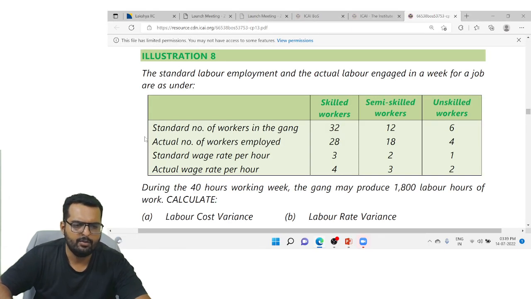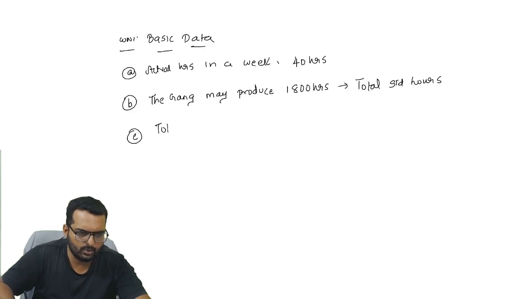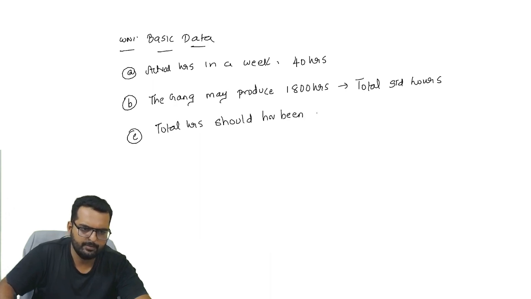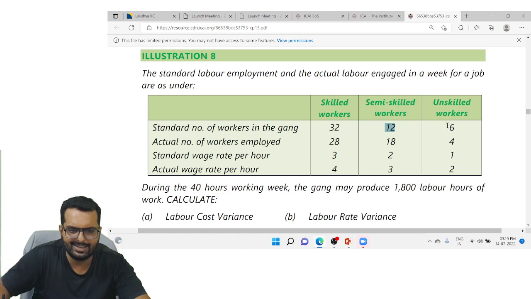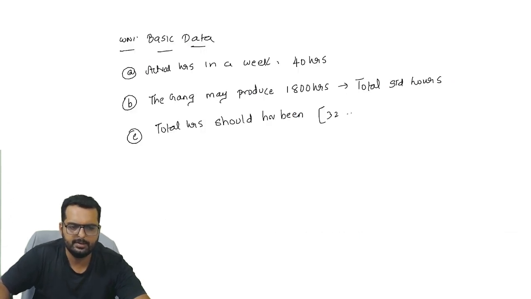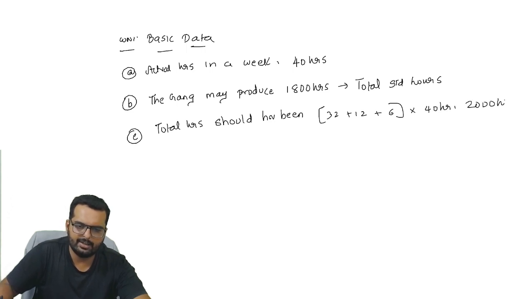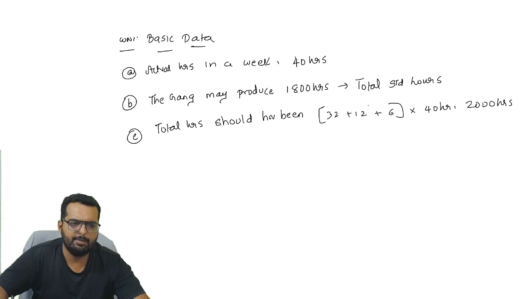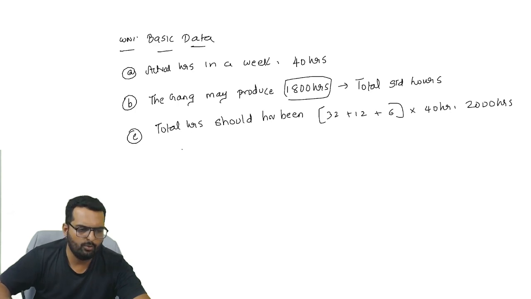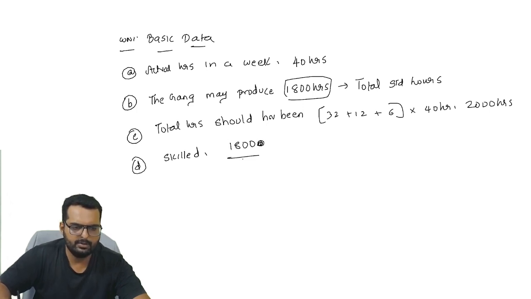So friends, here what we'll do is ideally, total hours should have been 32 is there, 12 is there, and 6 is there. When you add up all this, how much do you get? 50. What is 50 into 40 hours? Do I get the answer as 2000 hours? Correct. But in the place of 2000 hours, how many hours am I actually going to produce? Only 1800. So what I will do now is, for the first one, skilled, the formula is going to be, I want to take the proportion of 1200 to this one.